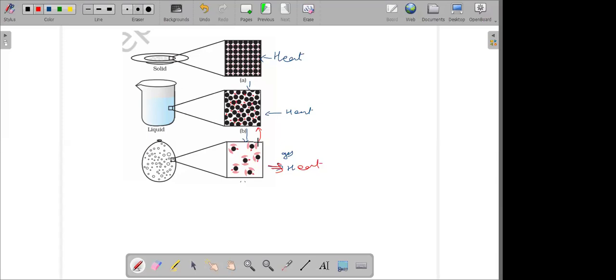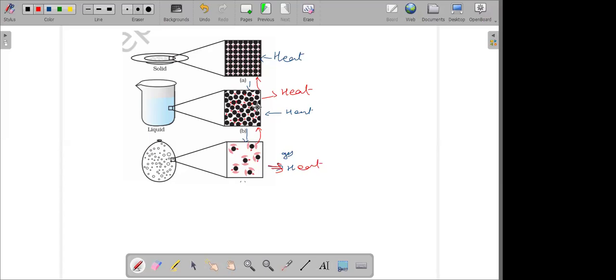And from the liquid state, we can take out some amount of heat. If some amount of heat is taken from this liquid state, this will decrease the kinetic energy of the molecules, and therefore the particles will become more fixed at their positions, changing to the solid state. So by providing heat, we can change from solid to liquid to gas, and by taking out heat from the substance, we can convert it from gaseous to liquid and from liquid to solid.